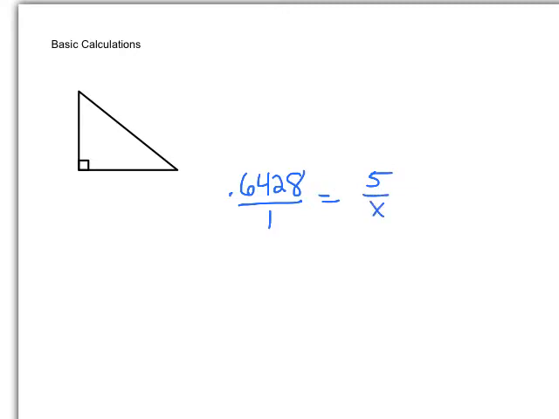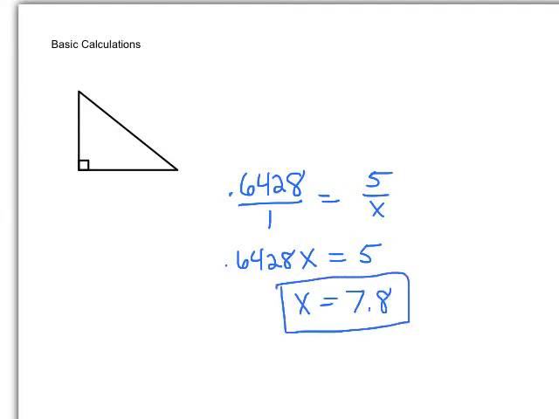Now you cross multiply. 0.6428 times x is equal to 5. And then dividing, you end up with x is approximately equal to 7.8. So that's how you solve for a side when you are given an angle. And again, it all depends on what you are given and what you are trying to find. In this case, I was given opposite. I'm trying to find hypotenuse, so I have to use the sine function.